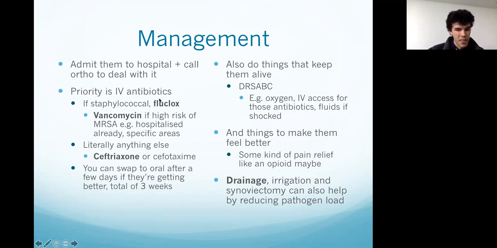The IV basically goes until you're confident they're better enough that you can swap them to an oral agent, and even then you're going to be keeping them on that for a few weeks. Having told them you're going to give them IV antibiotics, you should also do all the other nice things: doctors A, B, C, to make sure they don't die in front of you. Are they oxygenated? Are they shocked? You're going to need IV access as well, obviously, to give them any fluids or antibiotics, and something to make them feel better too.